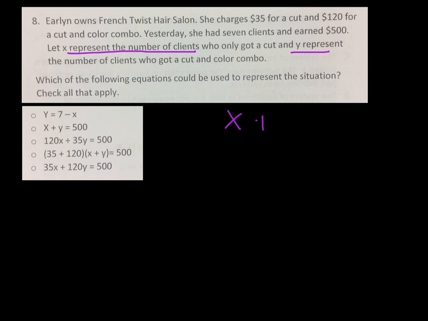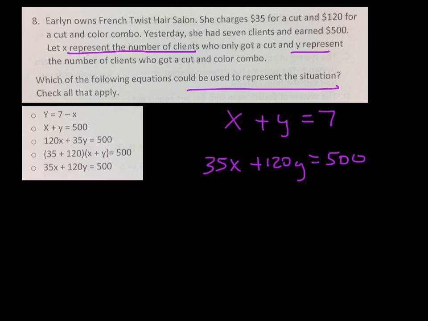So if I add up the clients, I know that she had 7 clients yesterday. Now, we also know that it's $35 for just a cut, and it's $120 for the combo. And she made $500 yesterday. Now, which of the following equations could be used to represent this situation? Check all that apply. Well, if you notice, X plus Y equals 7 is not one of the equations.